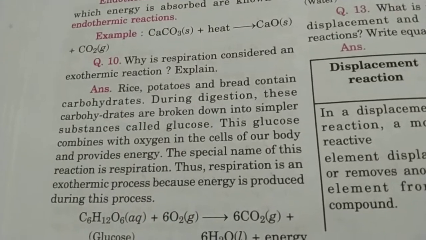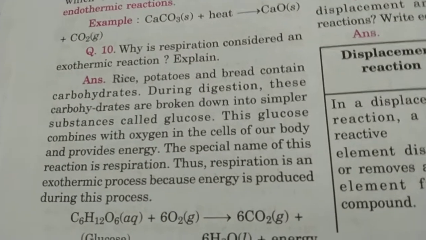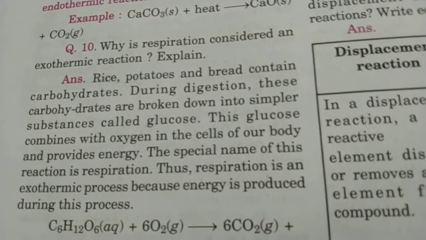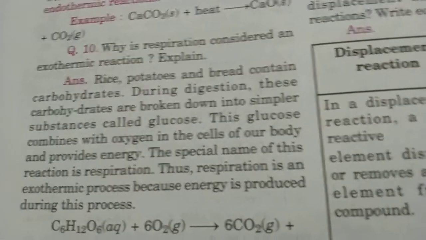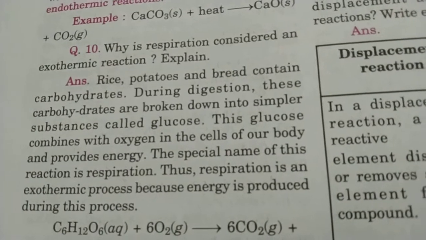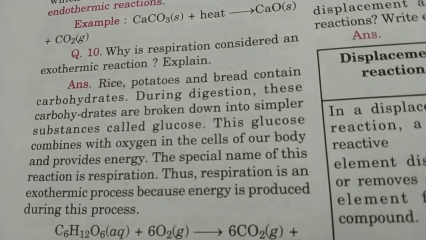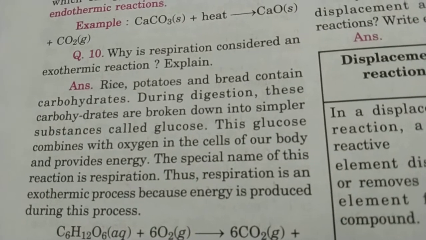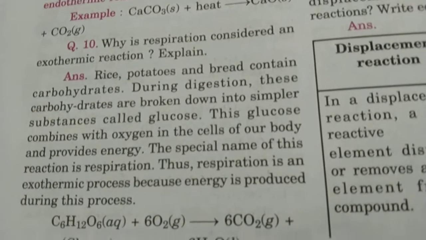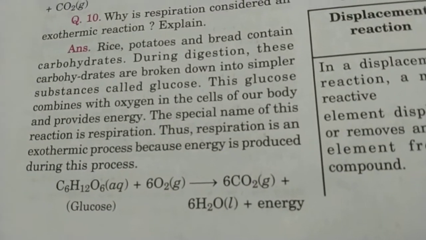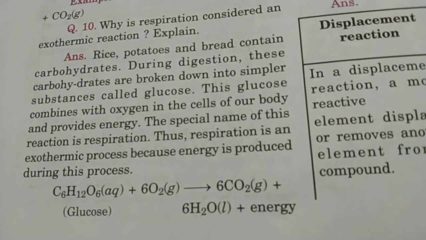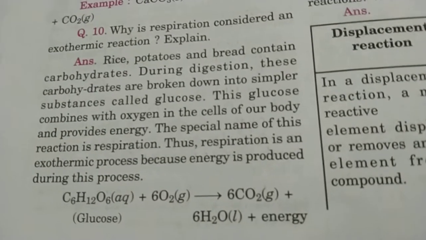Why is respiration considered an exothermic reaction? Explain. Rice, potato and bread contain carbohydrates. During digestion, these carbohydrates are broken down into a simpler substance called glucose. This glucose combines with the oxygen in the cells of our body and provides energy. The special name of this reaction is respiration. Thus, respiration is an exothermic process because energy is produced during this process. Glucose reacts with oxygen and gives CO2, water and energy.